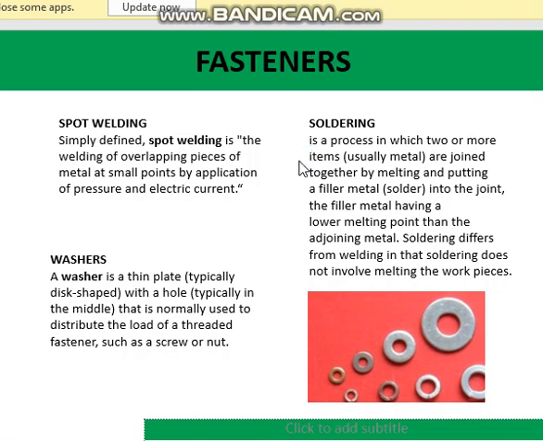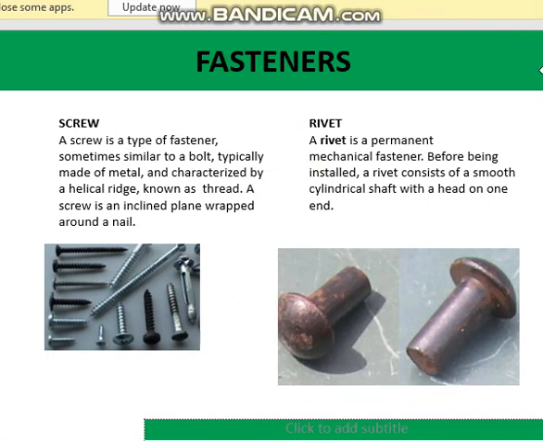So, the next slide shows us in detail what a screw and rivets are. Lots of people know what a screw is, and I think some of you, especially boys, have been working with this kind of thing. A screw is a type of fastener, sometimes similar to a bolt, typically made of metal and characterized by a helical ridge, which is known as a thread. So a thread is a ridge which you can see on the surface of the screw. A thread is an inclined plane wrapped around a nail.